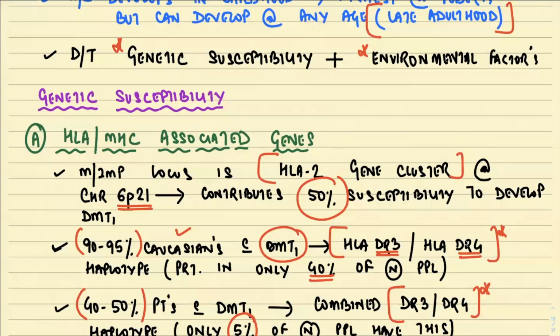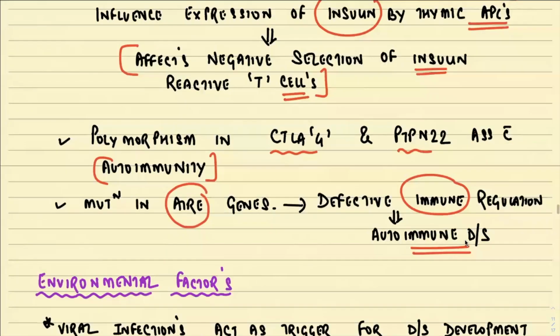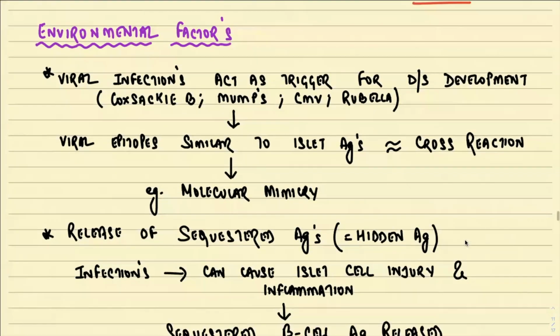And mind it, this is the simplest way anyone will be able to make you understand this. So you cannot skip this part. Okay, this is what the examiner wants from you. Okay. Now, what are the environmental factors which are implicated in the development of type 1 diabetes mellitus?